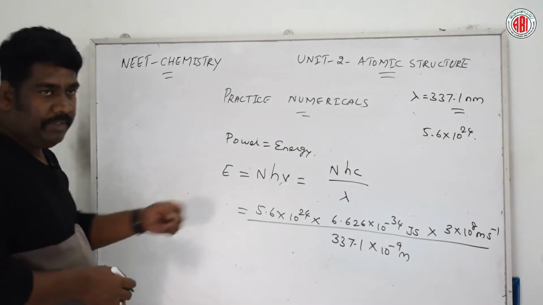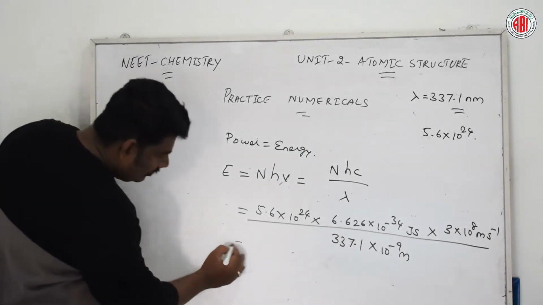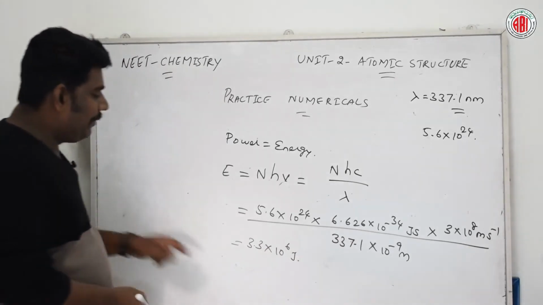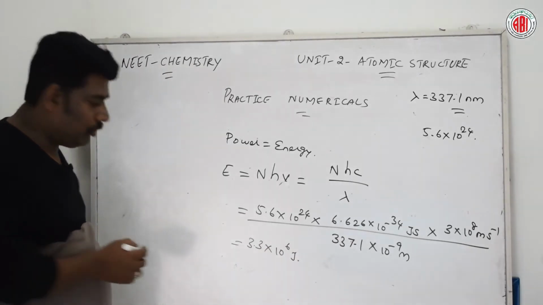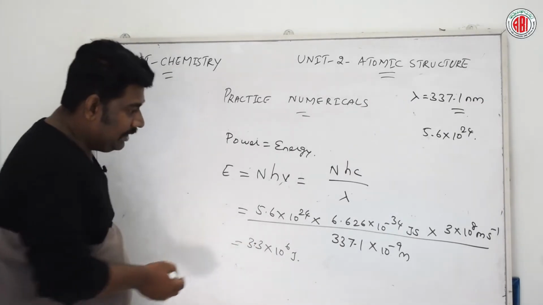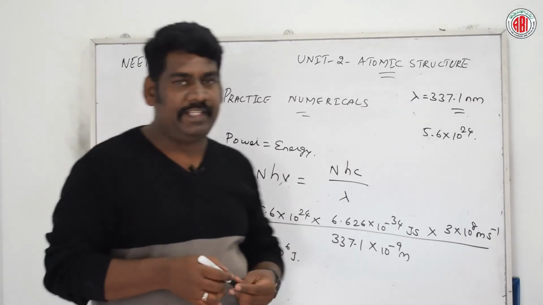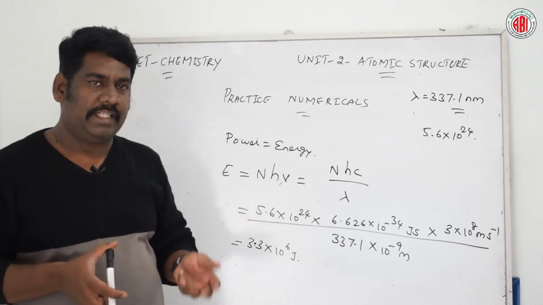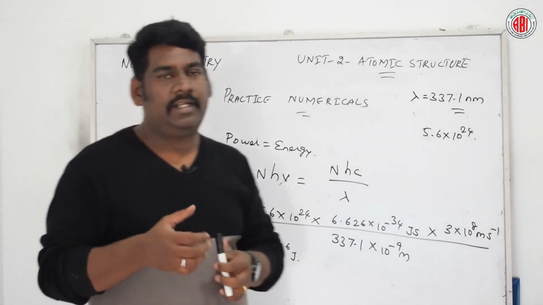Yes. So simplifying this, we get 3.3 into 10 to the power of 6 joule. So by this way we can simplify this question to calculate the power of the given laser light.